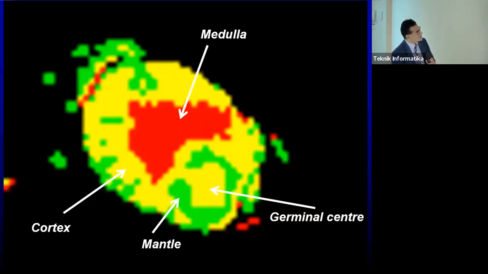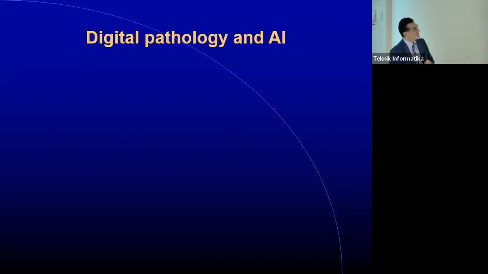If we go a little bit closer, you can see that these are mainly T cells. These are mainly B cells, and where the yellows are is where the T cells and the B cells are mixed together.